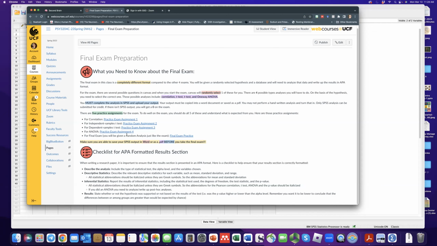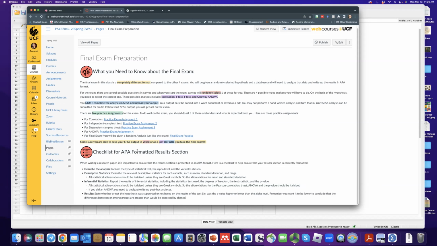And then there's a final exam practice that's going to randomly choose. It's a smaller database than the one for your actual final exam, but it will randomly choose from like 10 or 12 different scenarios, different hypotheses. And so that will feel much more like the real exam because it's random, like you're just going to randomly get a hypothesis and database just like you would for your final exam.